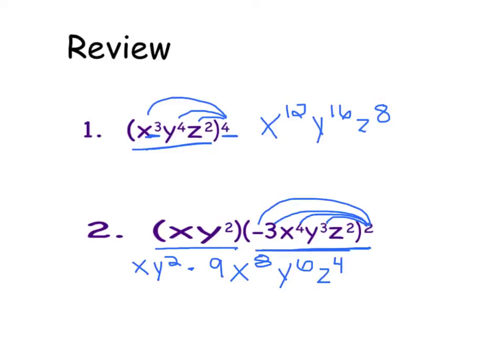And now we can finish multiplying. We always have our number first. Positive times a positive is positive. 1, remember, if there's not a number there, it's 1. 1 times 9 is 9. x times x to the 8th is x to the 9th. y squared times y to the 6th. And again, if you're multiplying powers with the same base, you add the exponents. And then we just have our z left over.